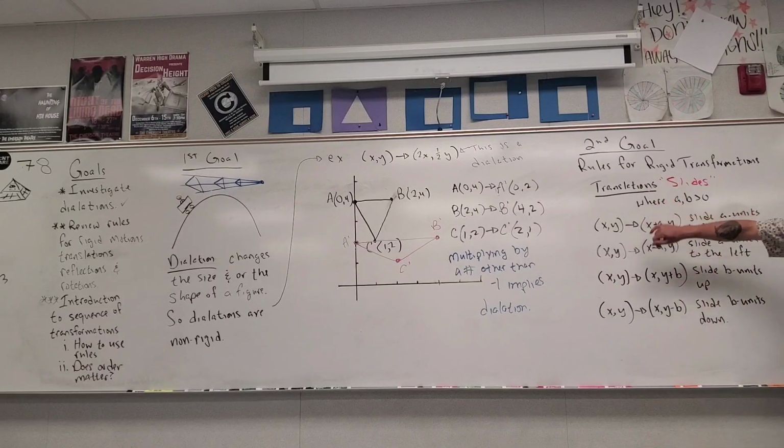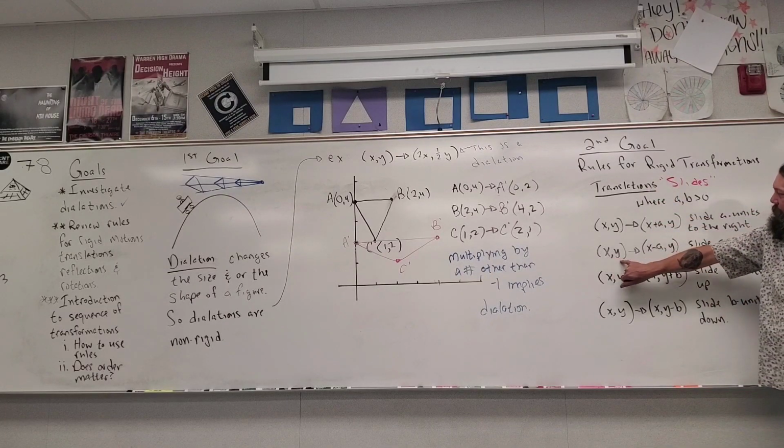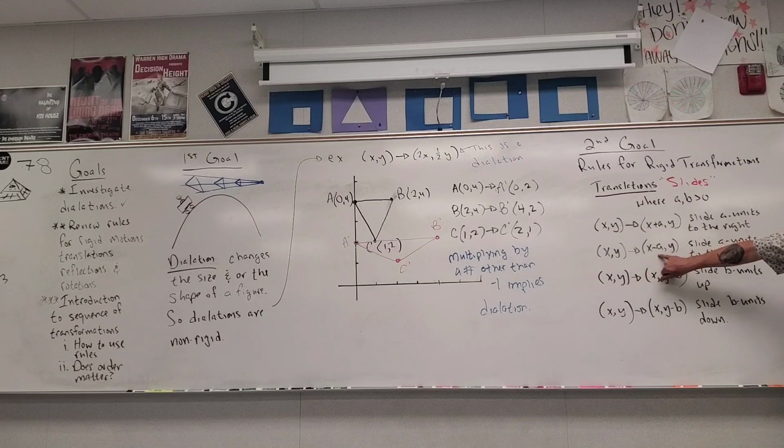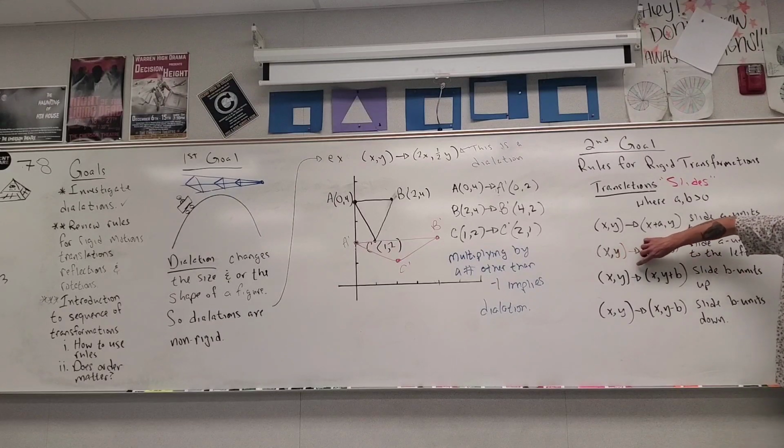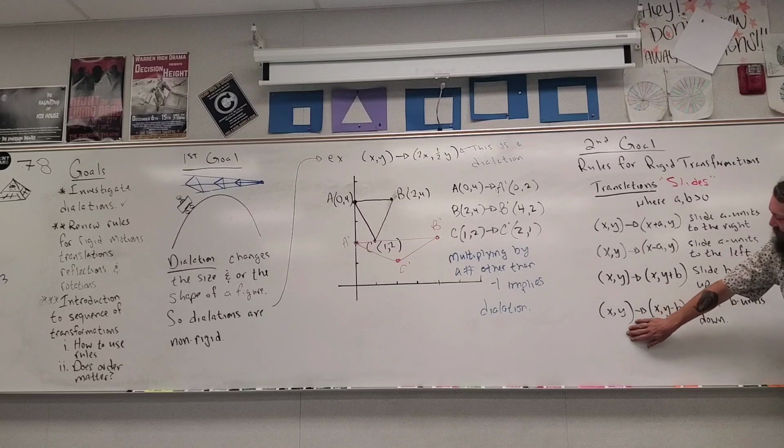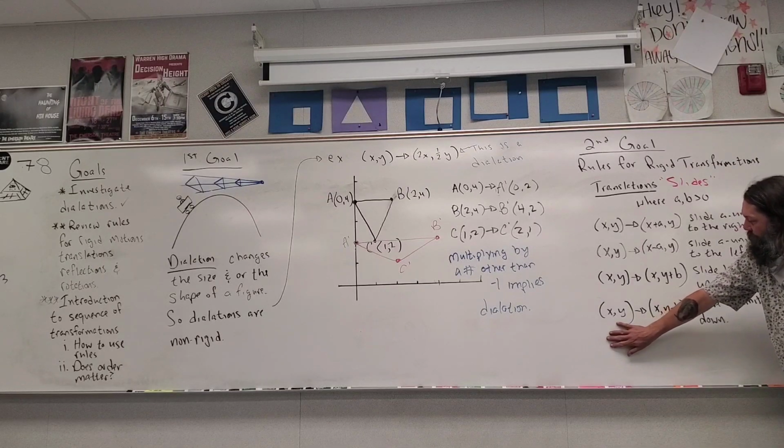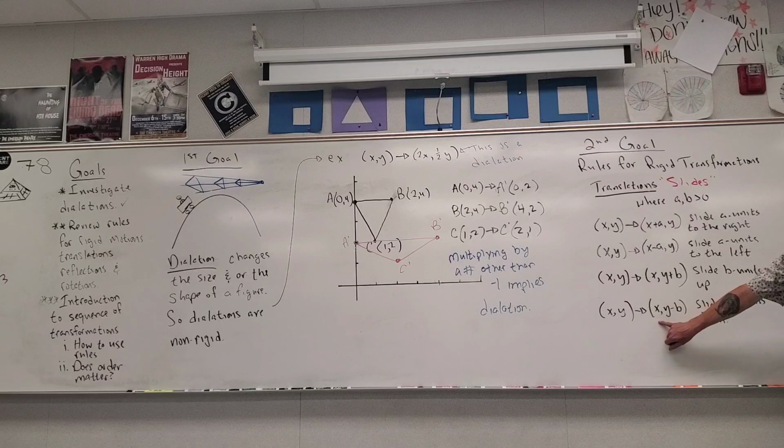Our second translation is the point (x, y) maps to (x − a, y), and so we're sliding a units to the left. Our third translation could be (x, y) maps to (x, y + b), so we're sliding b units up. I wouldn't say I slide b units to the up, but b units up. And our last one is the point (x, y) maps to (x, y − b), and we're going to slide the figure b units down.